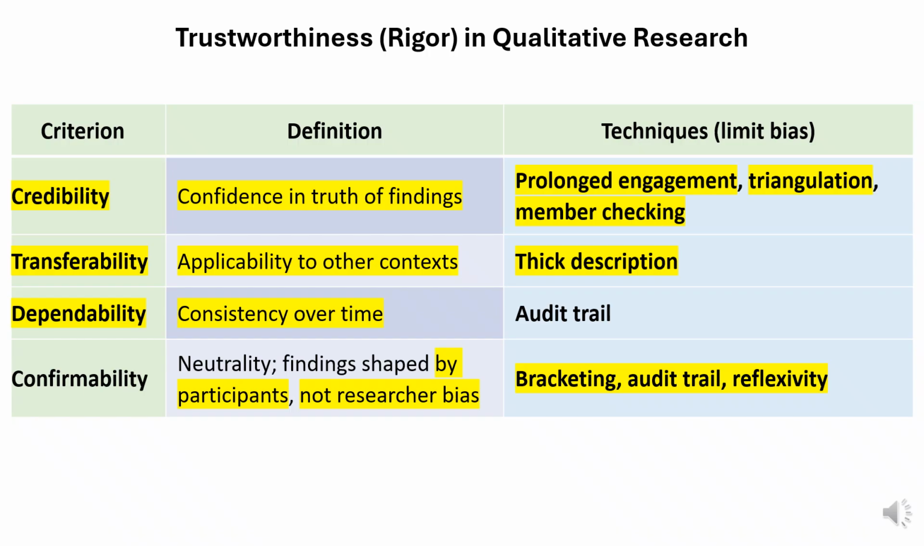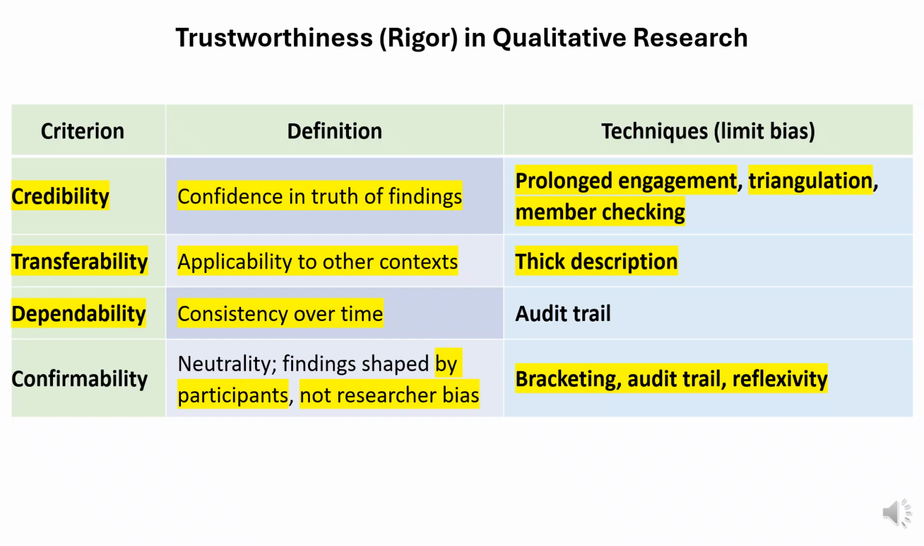Confirmability ensures neutrality, meaning the findings are shaped by the participants and data, not by researcher bias. Key techniques include bracketing, setting aside preconceptions, as in descriptive phenomenology, reflexivity, ongoing self-awareness of how the researcher's background influences the study, and again the audit trail, which documents how interpretations were reached.